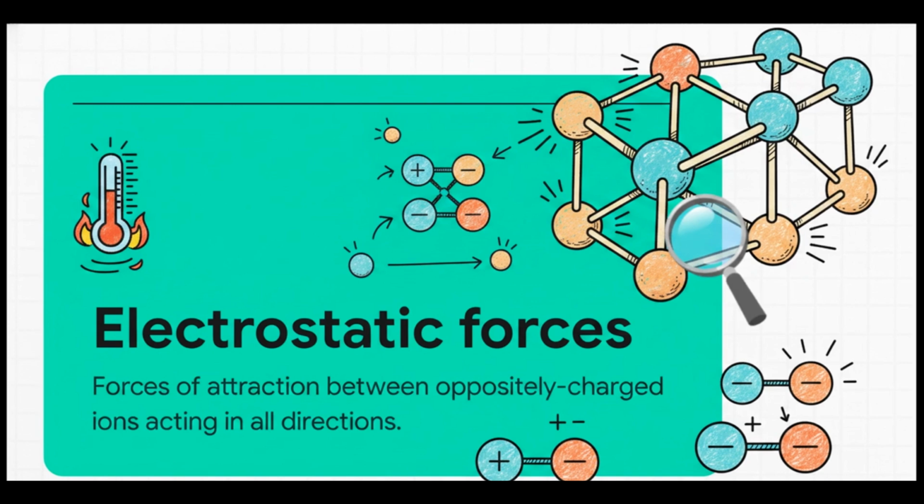Now, because these electrostatic forces are so incredibly strong, it requires a massive amount of heat energy to break them apart. And that is the direct reason why ionic compounds have such notoriously high melting and boiling points. For example, magnesium oxide, with its 2+ and 2- charges, actually has an even higher melting point than sodium chloride, simply because those electrostatic forces are even stronger.